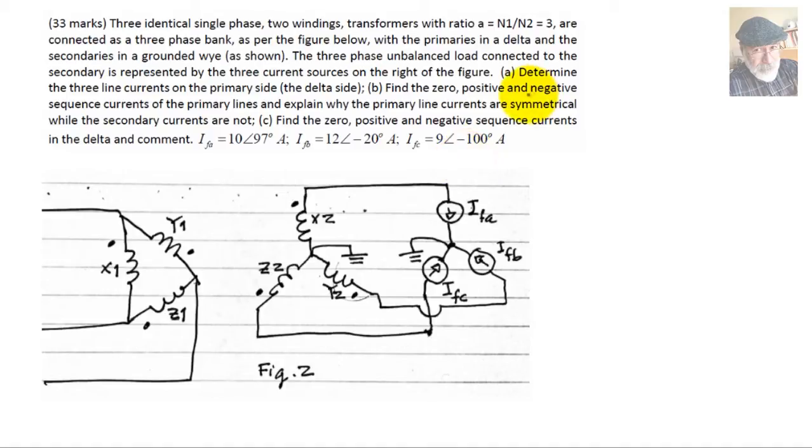The question A that we're going to solve in this video is: determine the 3 line currents on the primary side. So determine this current, this current, and this current.